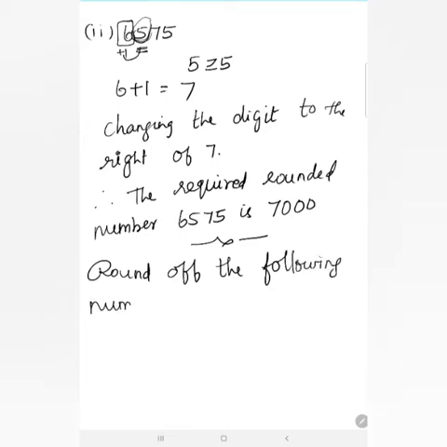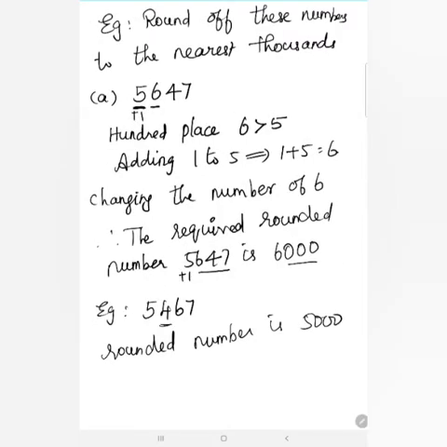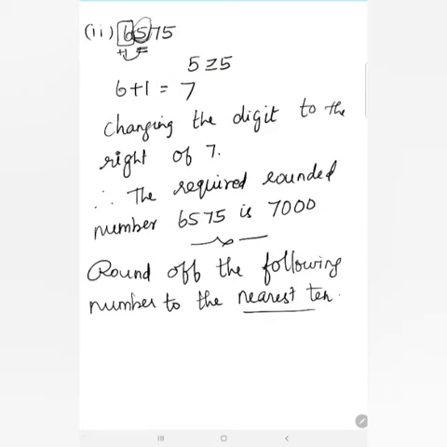Round the following numbers to the nearest 10. This is very important: what they ask is the nearest 10. Before, in some sums, they asked for the nearest 1000, isn't it? But here they ask for the nearest 10.